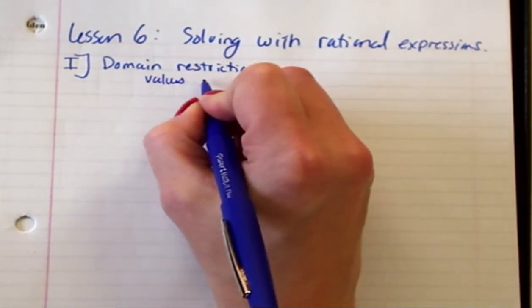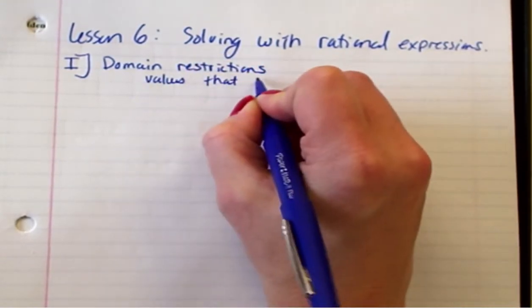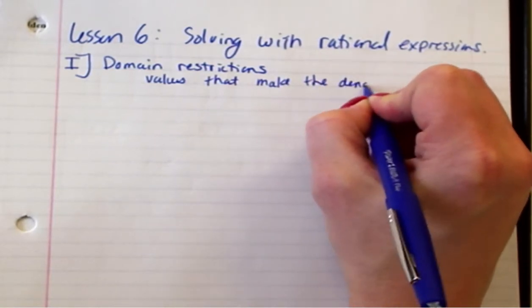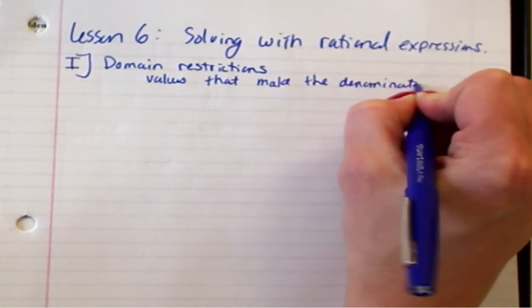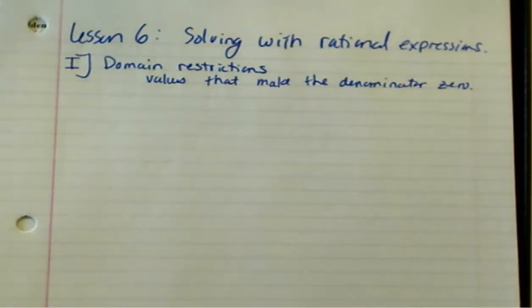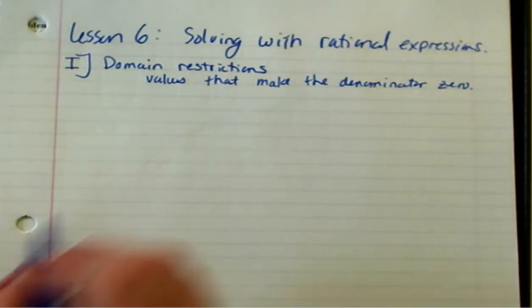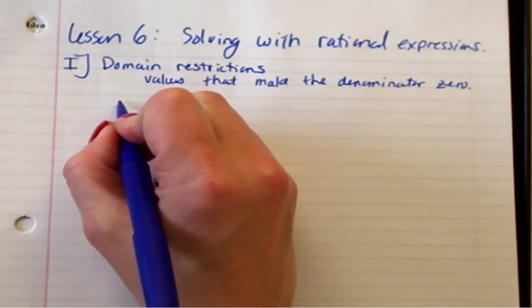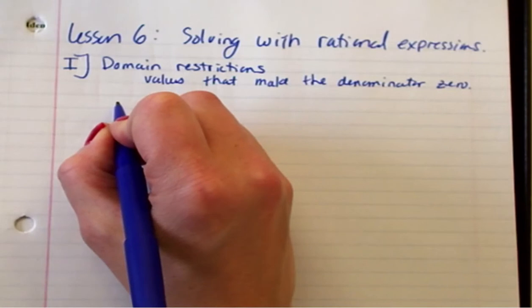Values that make the denominator 0. I labeled it number 1 because you need to list those things when you start the problem. Because there's domain restrictions, there could be extraneous solutions.